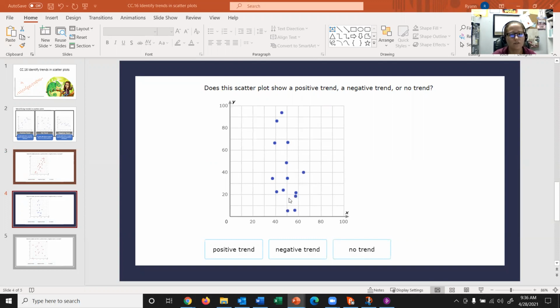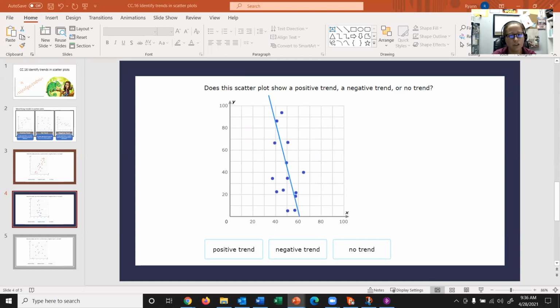It does look like there's a trend with this data. The points are not all over the place. There's not a point up in the top corner and one in the bottom. It doesn't look like there is no trend. So we could either say this is positive or negative. When we look at that best fit line or trend line, we could probably say that it's going to be right about here.